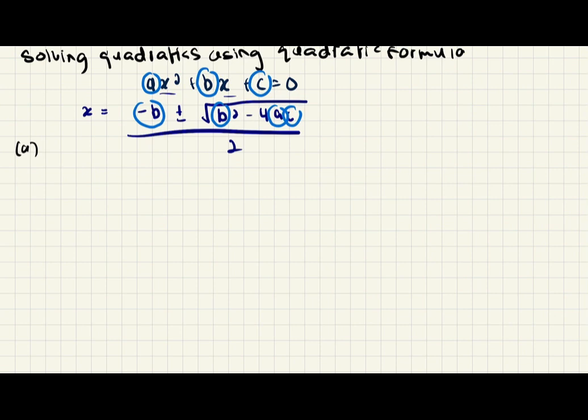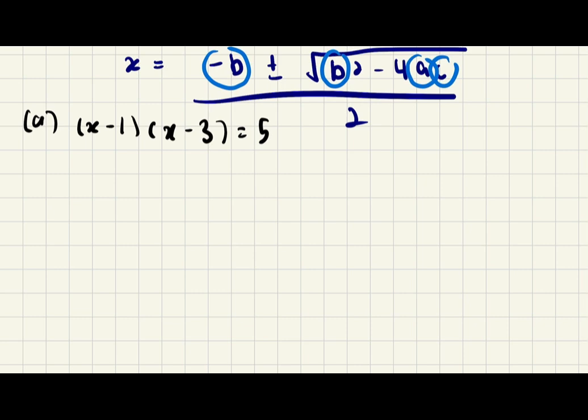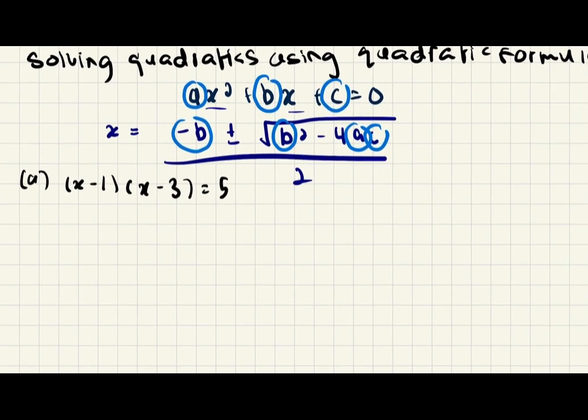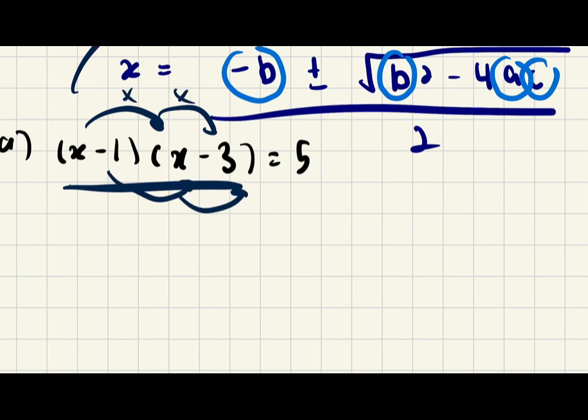Okay, x minus 1, x minus 3 equals 5. So this is a bit of a twist, guys, isn't it? So what you're going to have to do here, you need to make this into standard form. To make it in standard form, over here we can see we can expand. This is what you learn in form 2, very easy. Okay, multiply that.